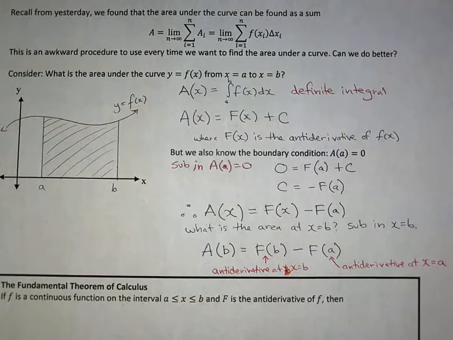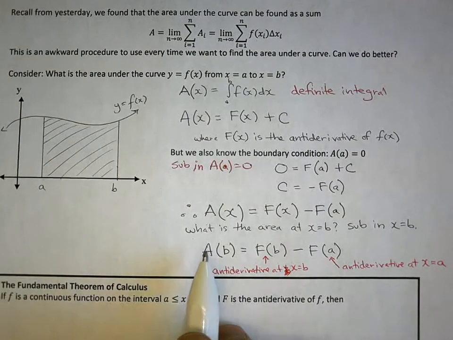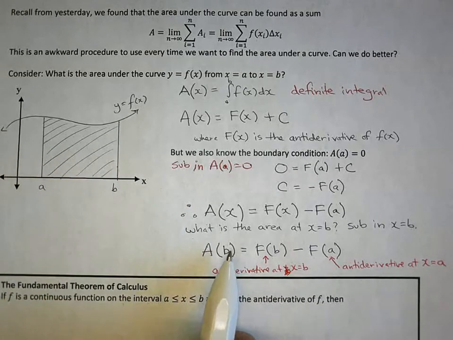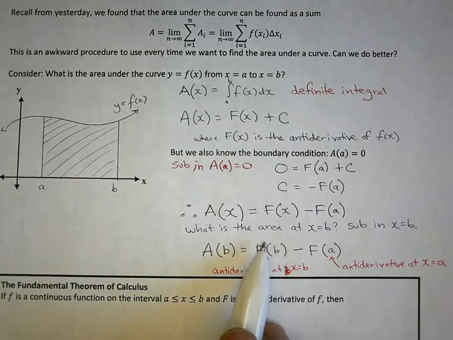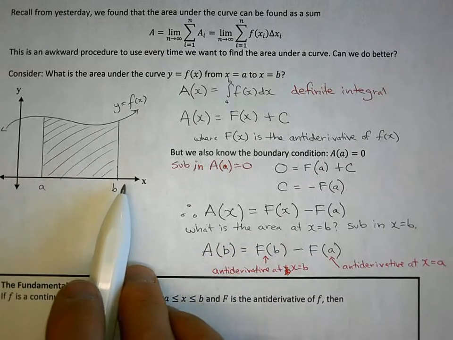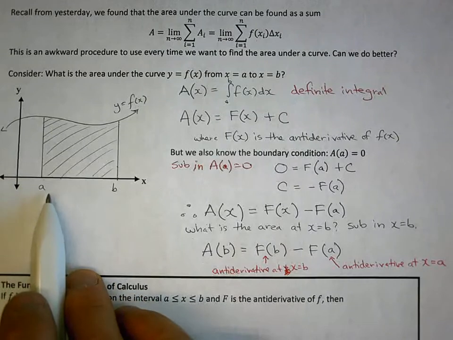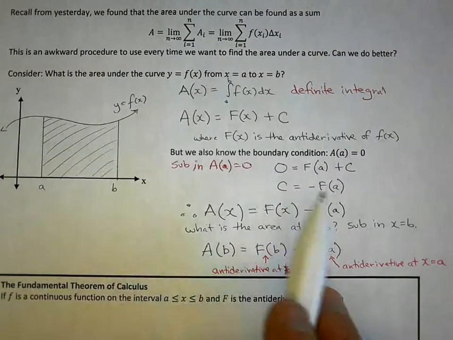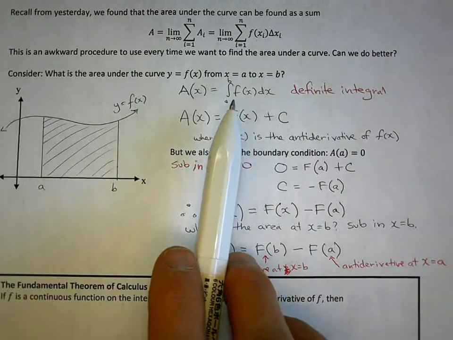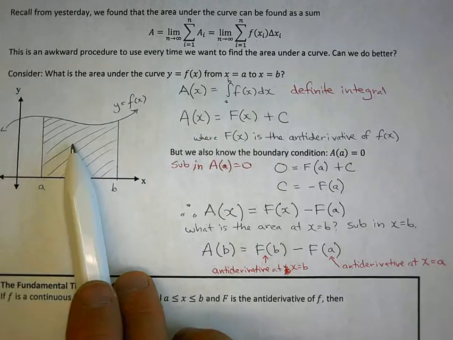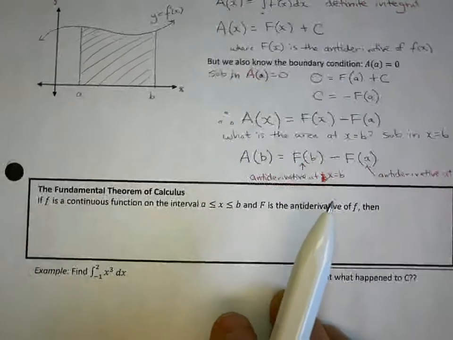This is it. This is the fundamental theorem of calculus. If you want to find the area underneath the curve, you find the antiderivative, sub in b, which is your upper limit, subtract the antiderivative, and you sub in your lower limit. So it brings it all together. It allows us to now find the area under a curve algebraically.